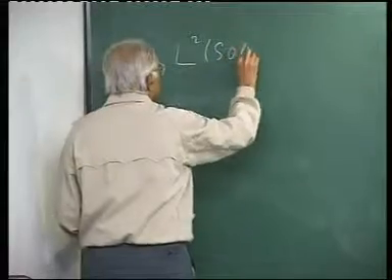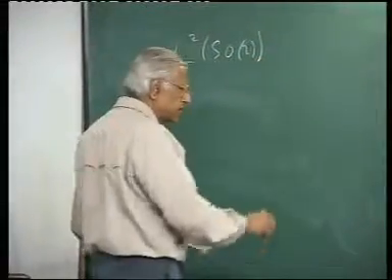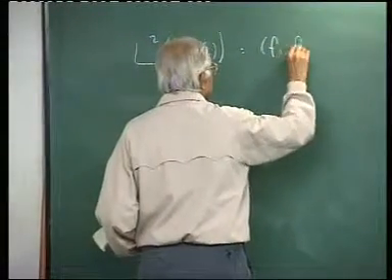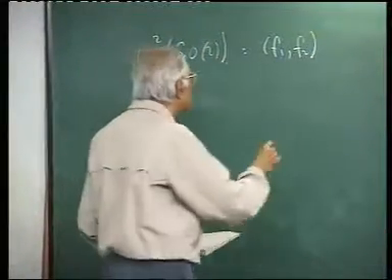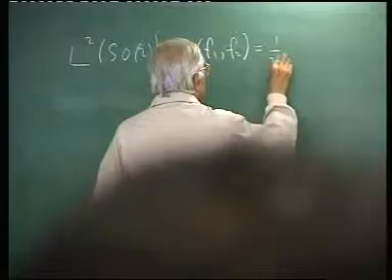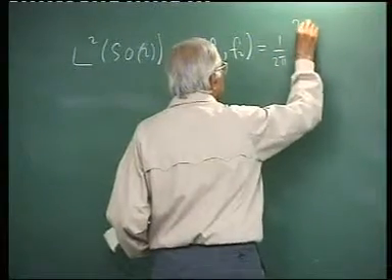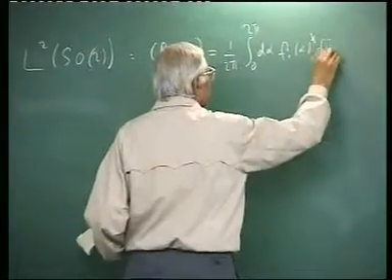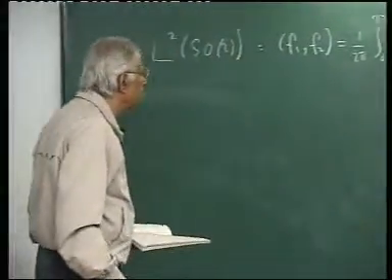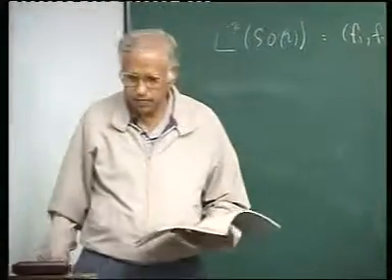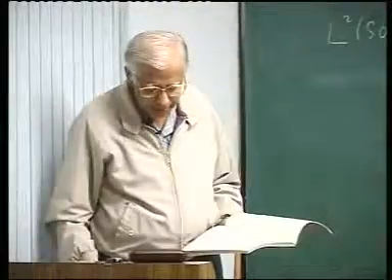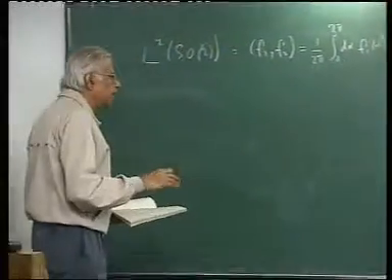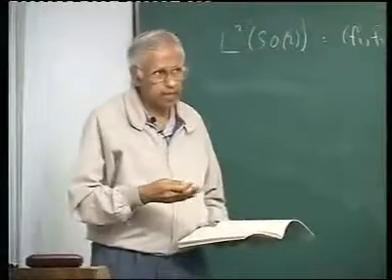We were discussing the group of proper rotations in a two-dimensional plane, and I introduced the Hilbert space of square integrable functions over the group. If I take two functions, f1 and f2, this is the expression for their scalar product. And I probably did not mention yesterday explicitly that this scalar product is invariant in the senses we used for the case of a finite group.